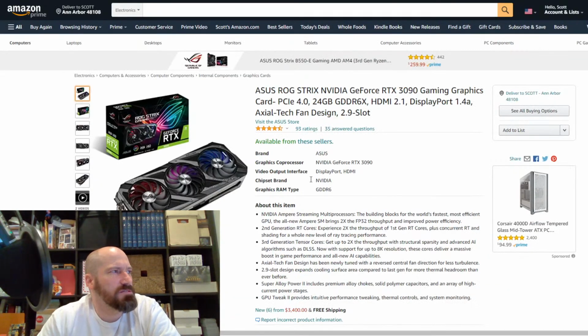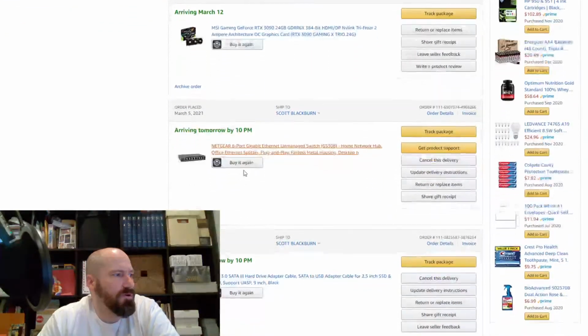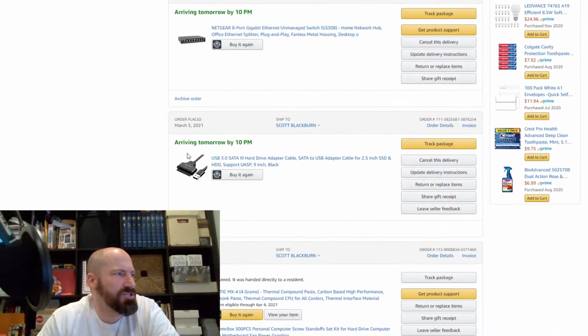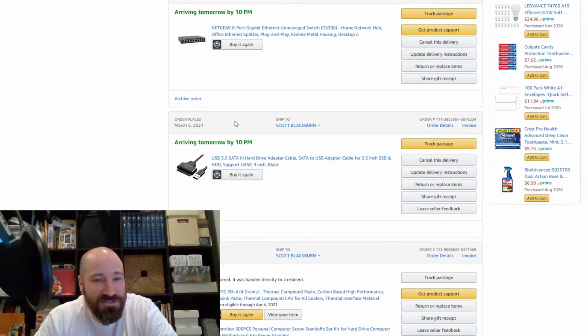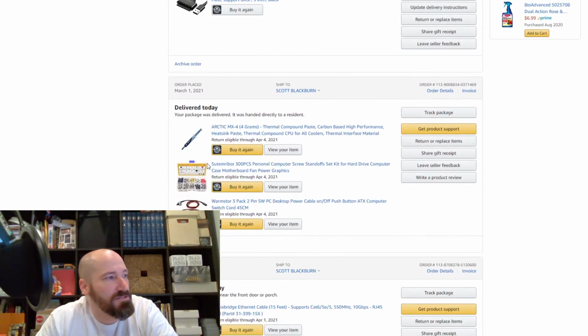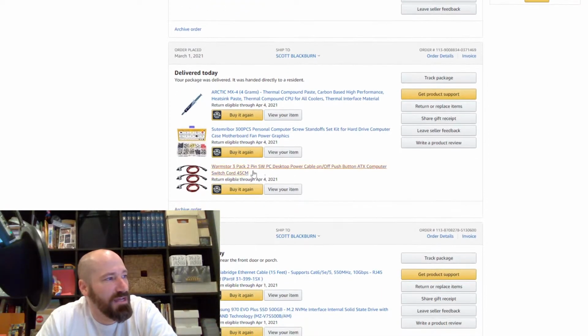What else? I'm waiting for the Netgear 8 port gigabit Ethernet switch, and this SATA hard drive adapter cable so that I can flash my SSD before doing an install on a rig. That'll be fun. Some thermal compounds, some computer screws, and a 3-pack of switches were delivered today.